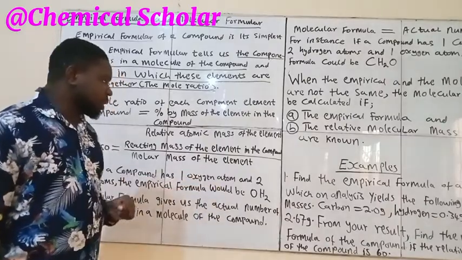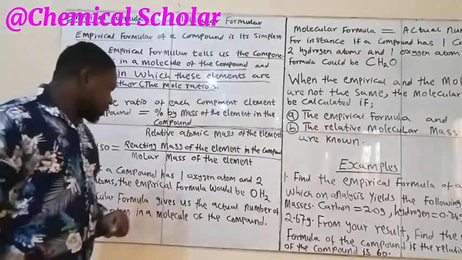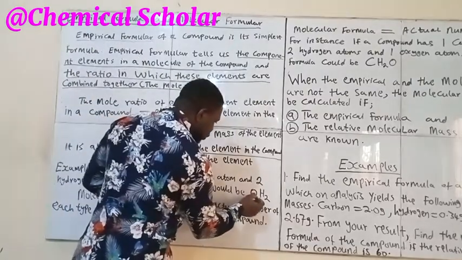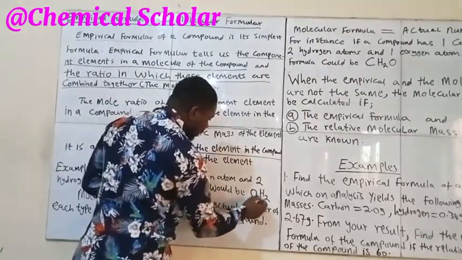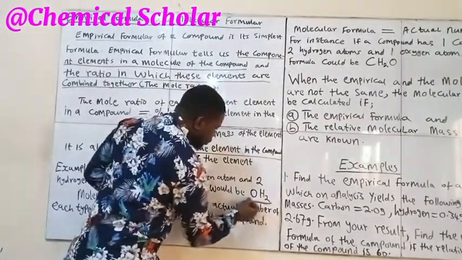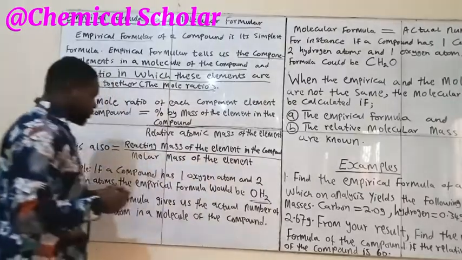So for example, if you want to find the empirical formula of a compound containing one atom of oxygen and two hydrogen atoms, the empirical formula will give us something like this. One oxygen with two hydrogen atoms, that's OH2. It will give us something like this, OH2.